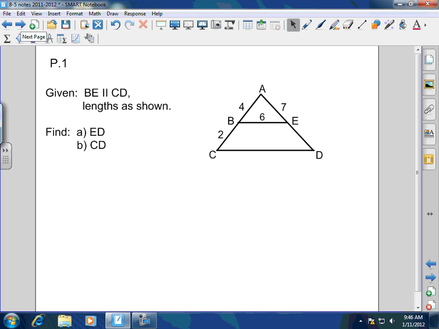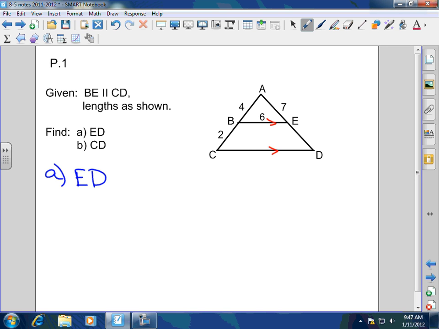Okay. So for problem 1 here, I'm given that BE is parallel to CD. And they tell you lengths as shown. So you have all the lengths here. You have AB, BC, BE, and AE. I have a hand up here. Yes, sir. Sure. We want to first solve for A, which is ED. Okay, son. How would I do that, my man?